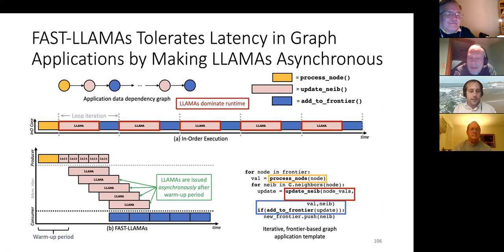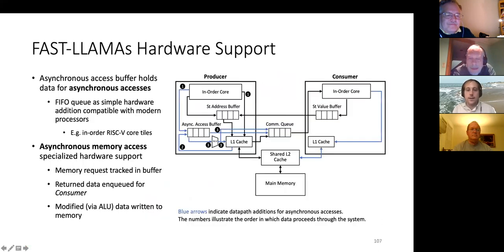Let's see. And yeah, like we talked about, there is a warm-up period for the first couple of llamas to come back. How does this actually look in the architecture? Well, like we said, we're based on in-order cores. So we have our little in-order cores up here. And I know this looks like we're adding a lot, but these are actually just small buffers that have negligible energy and area overhead. These are basically just FIFO queues.